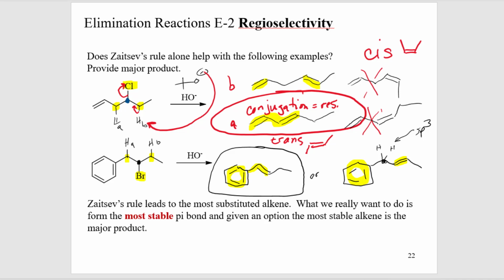So Zaitsev's rule, at first it was, the more substituted, the better. But what we really want to do is consider the most stable pi bond. So given all of your options, find the pi bond that is the most stable. You want to look at substitution patterns, but you also want to look at resonance or conjugation.